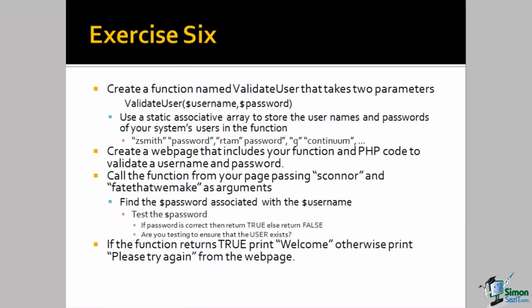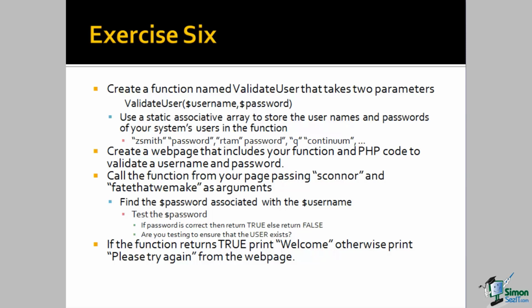Now it's your turn. In this exercise, we'd like you to create a function called validate user. That function is going to take 2 parameters, and it should look like this. Validate user takes a username and a password as parameters to the function. Then use a static associative array within the function definition to store a set of usernames and passwords. I've given you a few samples of usernames and passwords that you could use. You're obviously going to need to add to it.